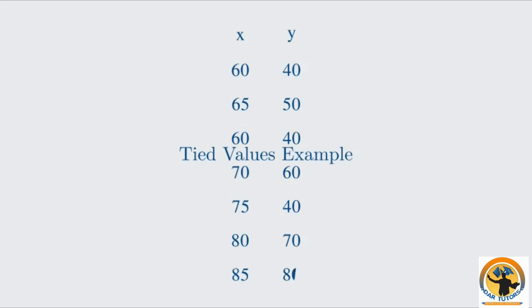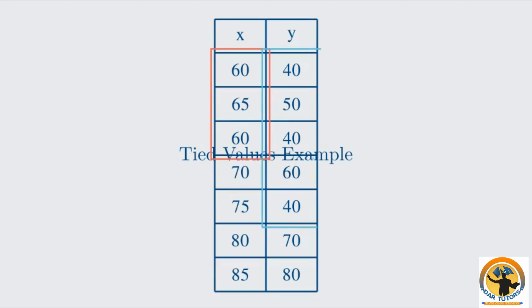A common issue in rank correlation is the presence of ties, when 2 or more data points have the same value for a variable. Let's look at this example. We have 2 data points with X values of 60 and 60. These are tied. For the Y values, we have 40, 40, and 40. This is a 3-way tie. When calculating ranks, we must assign a consistent rank to these tied values.